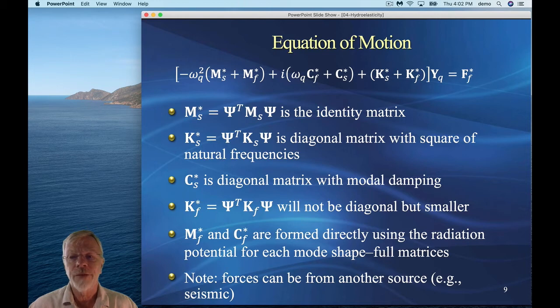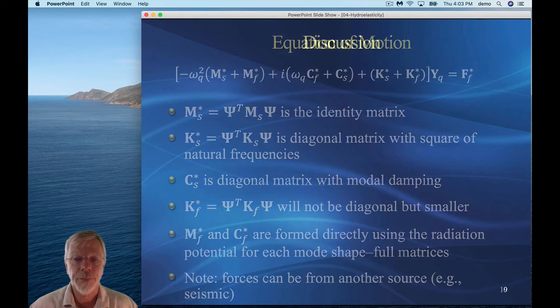Note that we can also use the same form for forces from any sort of source. F sub F star is for the wave excitation forces, but if the excitation comes from, say, ground motion, then we can use the same equation for seismic excitation, for analysis of seismic excitation.